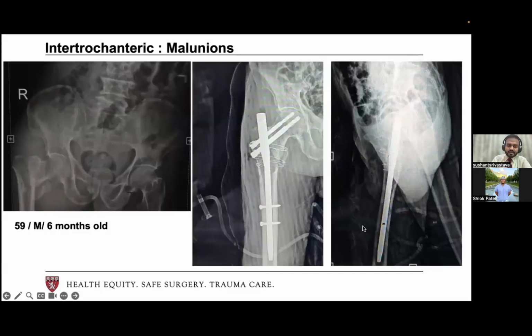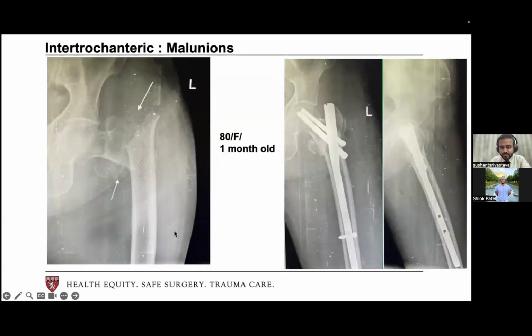Then we had this case, which was 6 months old, and there was a complete shattering of the medial wall as well as the lateral wall. Somehow we could gain an entry inside, and we just held on to this with the SS wire. Another case of an 80-year-old female who presented to us 1 month after the fracture. Entry was done and trochanteric femoral nailing was done in this patient.